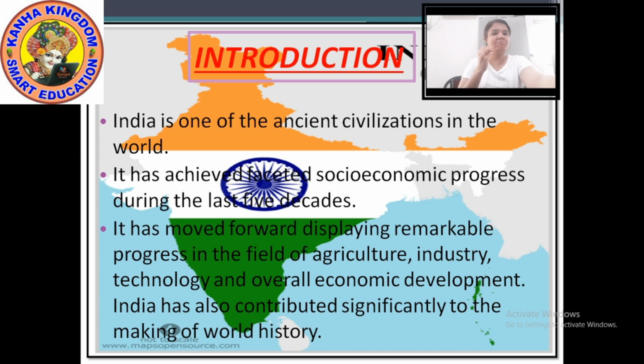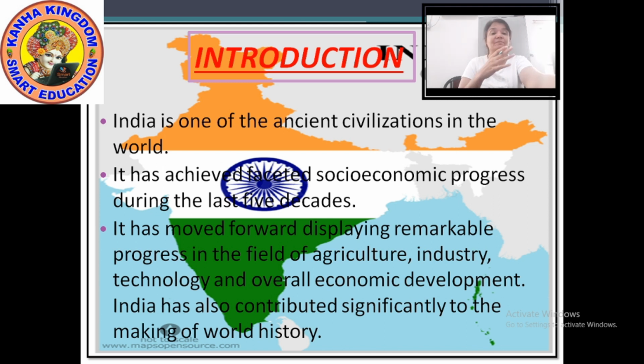Many ups and downs, but India has made progress and moved forward in all the fields, like agriculture, industry, and technology, of course, right? A good example is mobile phones, the Android phones which we use. Previously they were not like that, right? Laptops, our computers. Look at the first generation computer and look at today's generation, right?